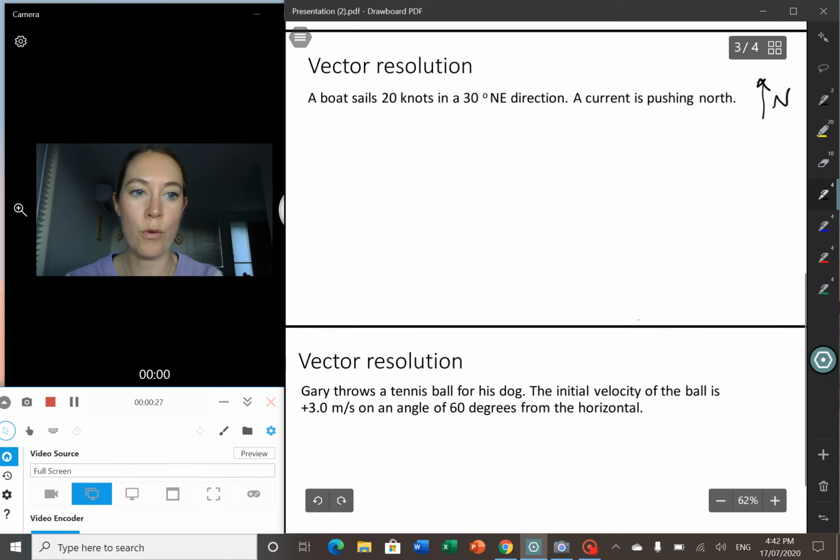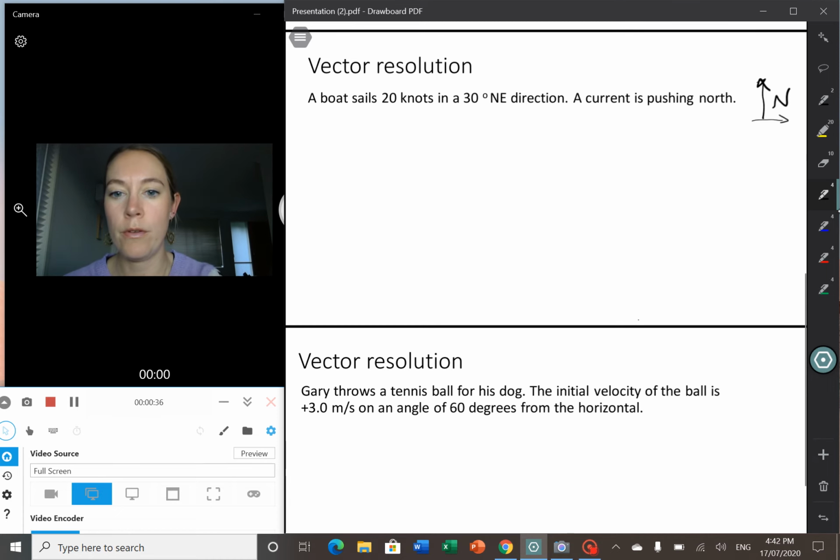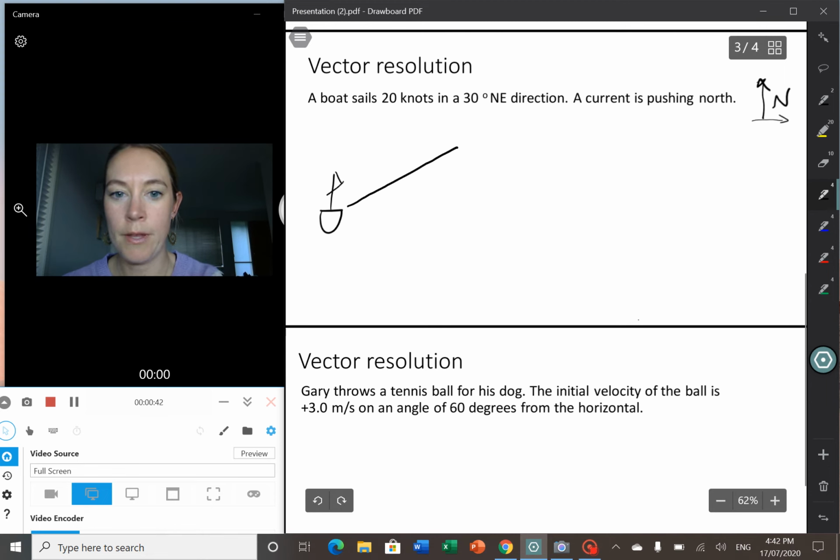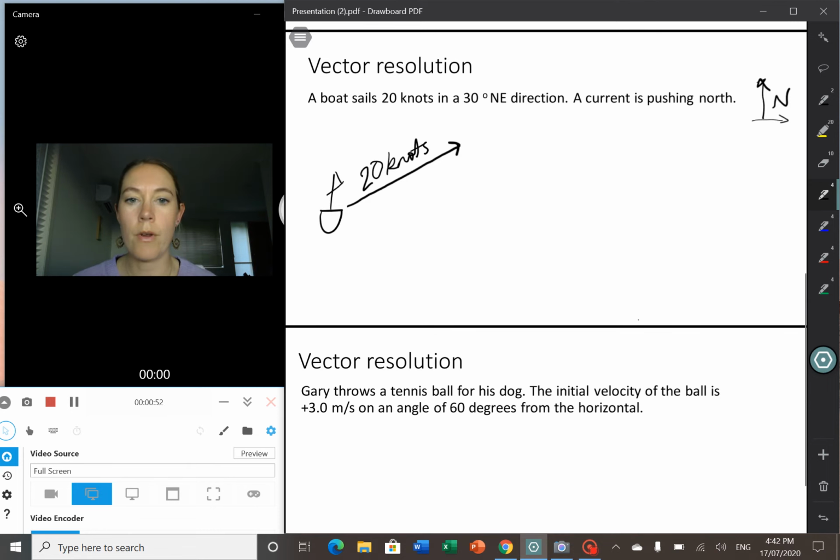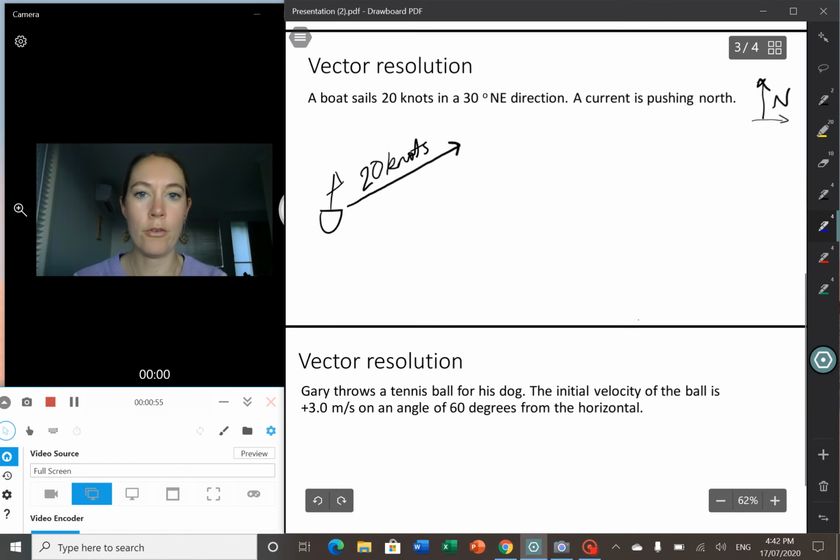So what we want to do here, we'll state that north is in an upward direction on the page. So if north is in that direction, east is going to be to the right. So the boat will be travelling in roughly this direction. So its velocity or its speed in this direction is 20 knots. And what I want to do now is break it down into its components.